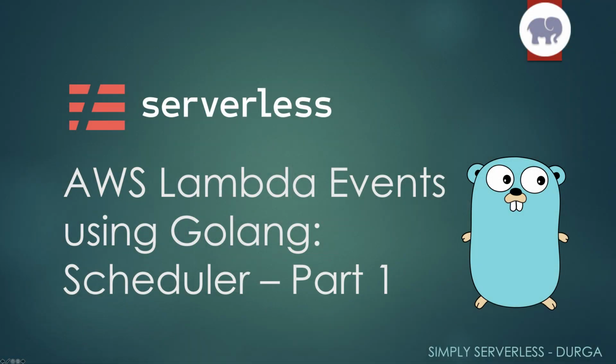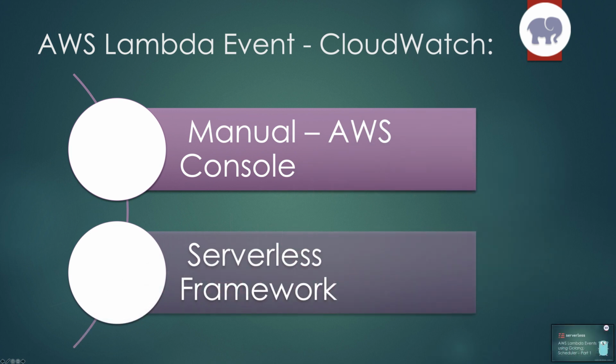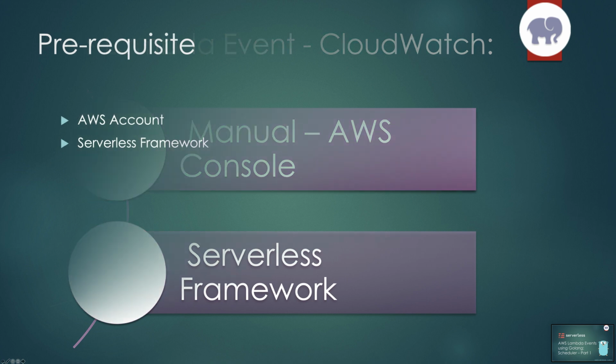In the new series, we are going to talk about AWS Lambda events using Go language. The first event which we are going to talk about is Scheduler, also known as cron-job. This Scheduler event series has been divided into two parts. In the first part, we'll see how we can create a cron job using AWS Console, and this will involve all manual steps. And in the second part, we'll see how we can automate all these steps using serverless framework.